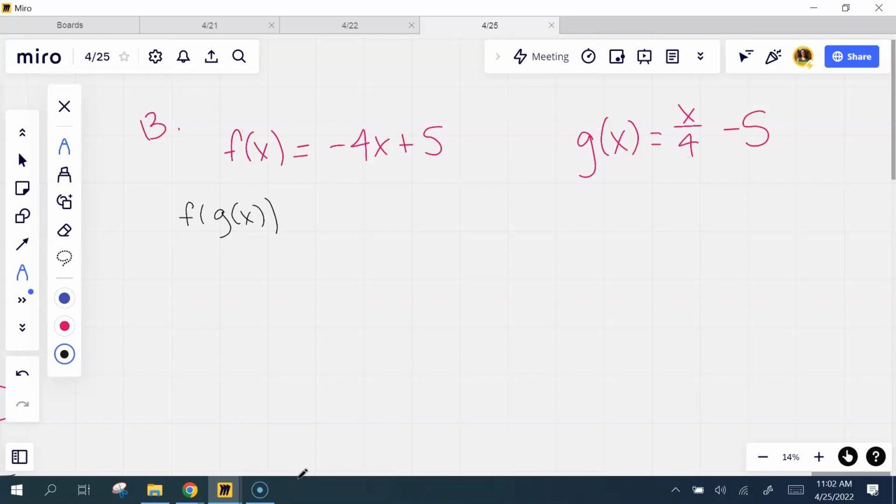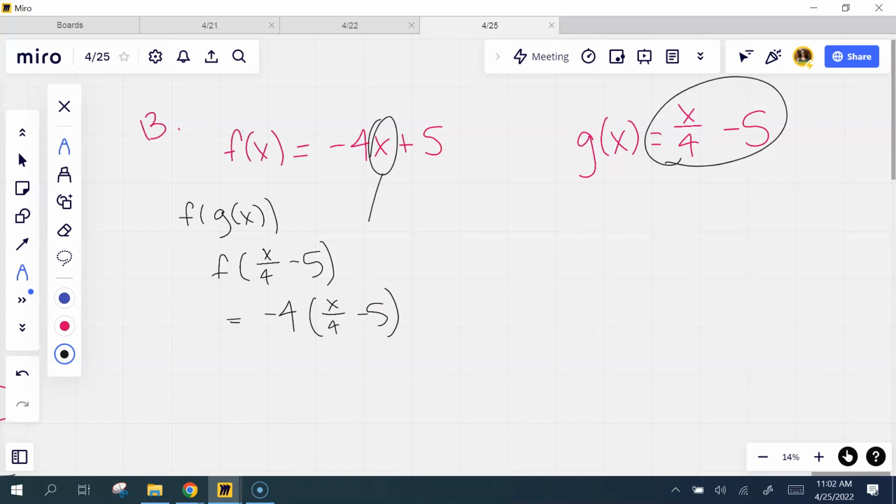So I'm going to take g here and plug it into f. So x over 4 minus 5. So I've got negative 4. I'm replacing this x with that g, right? But everything else stays. So negative 4, not x, but g, plus 5. Are you all with me?